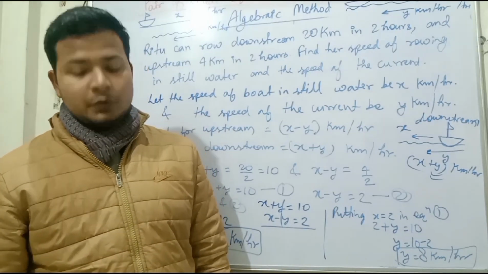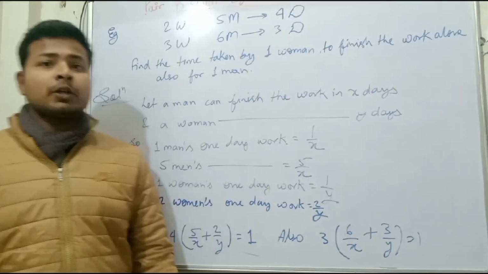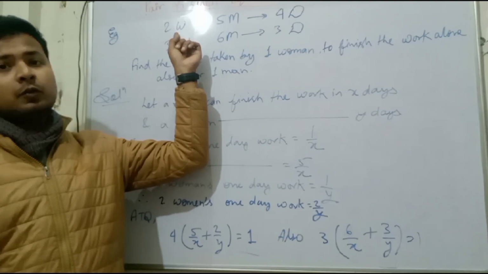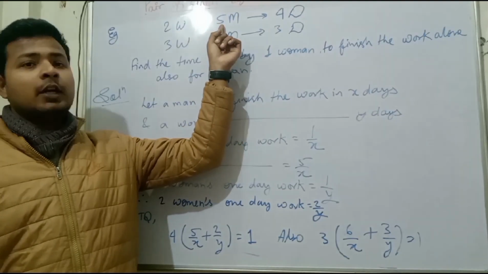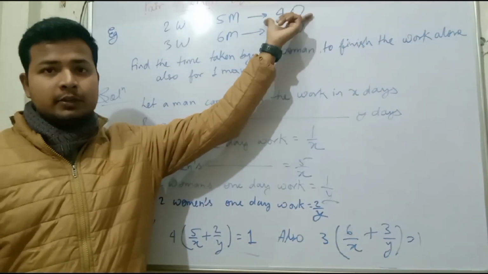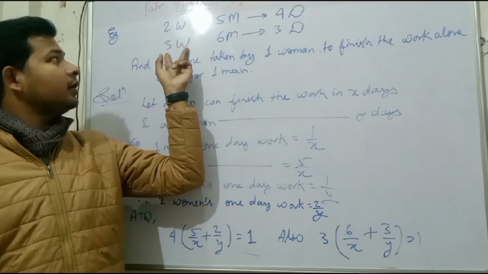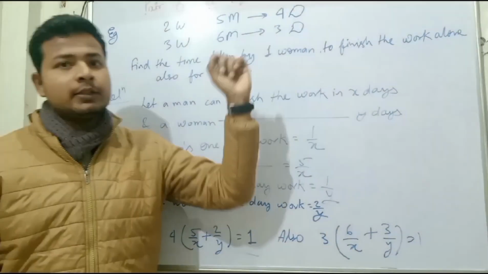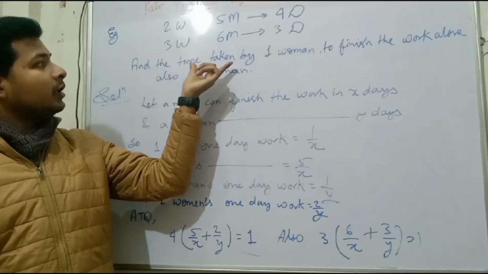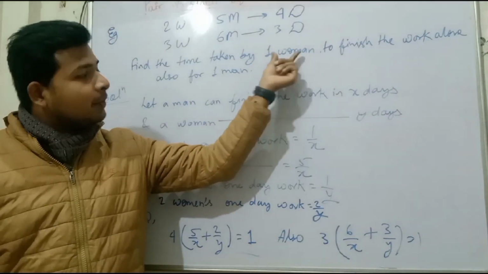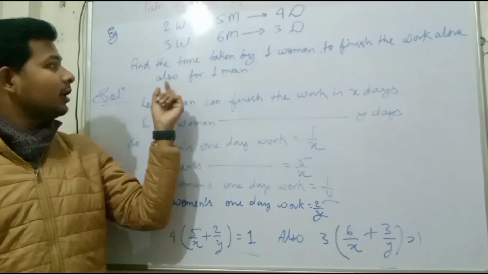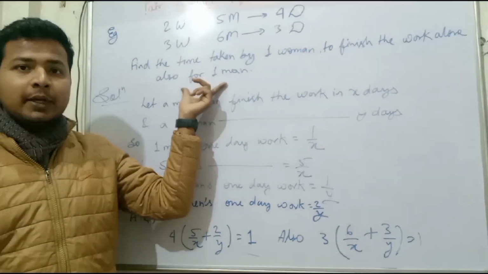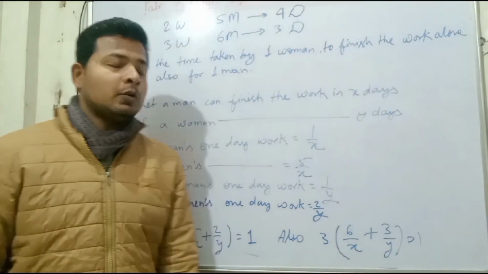I will solve one more question for you. Now, one more important question is here. If 2 women and 5 men can complete a work in 4 days, and 3 women and 6 men can complete the same work in 3 days, now we have to find the time taken by one woman to finish the work alone, and similarly for one man to complete the work alone.